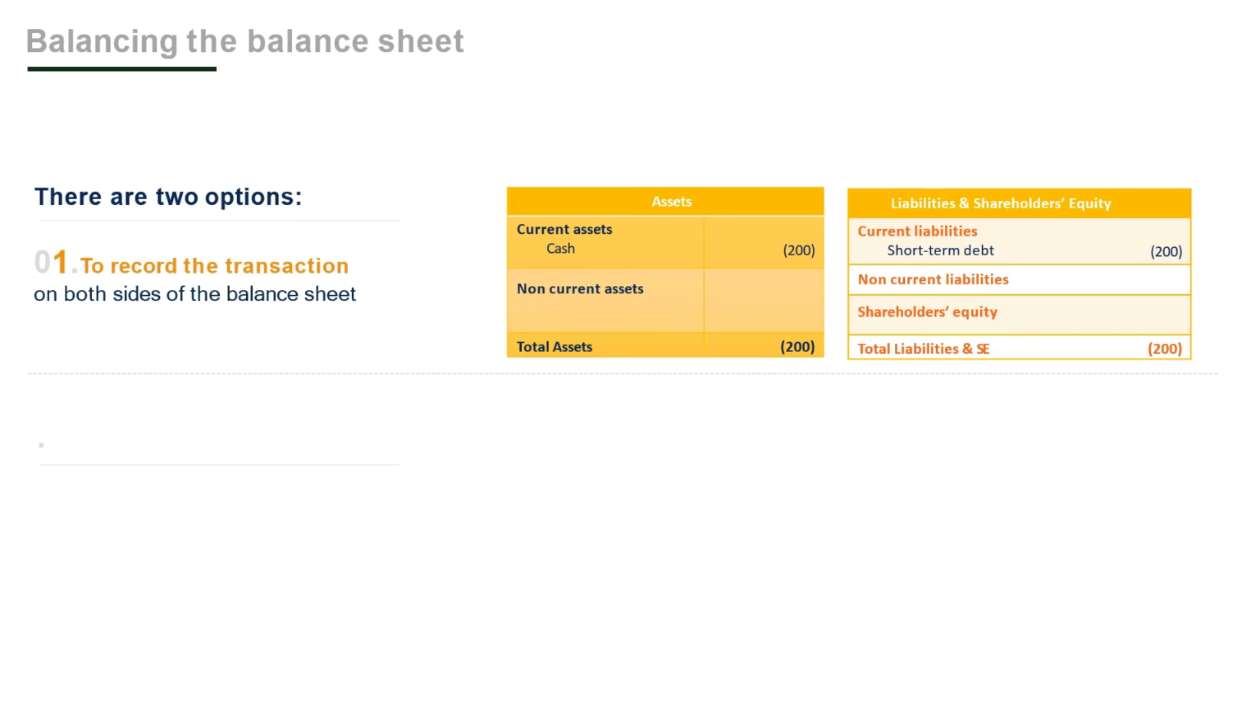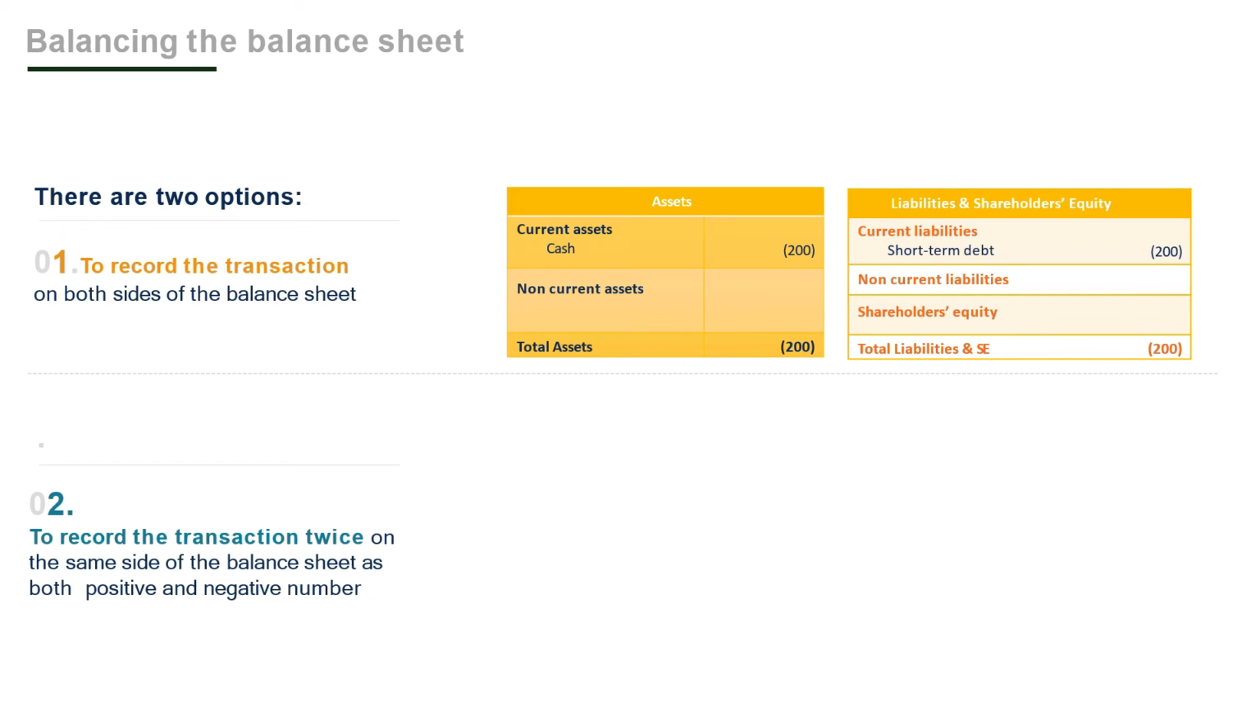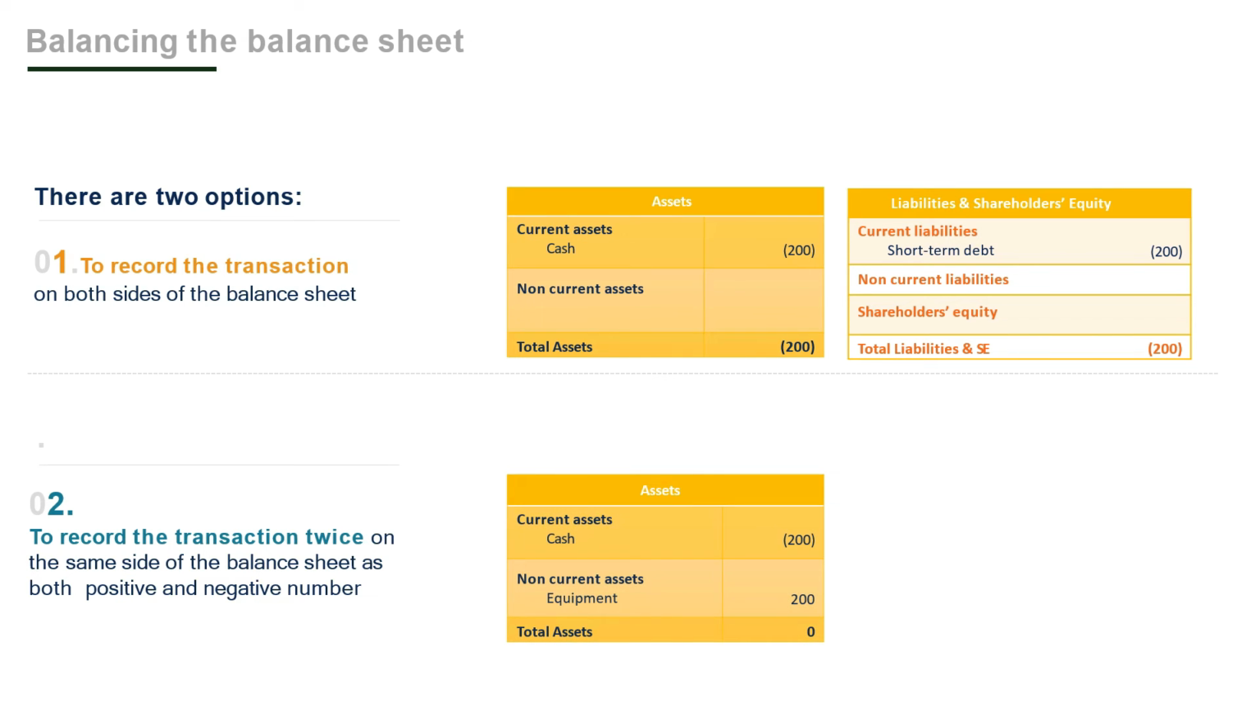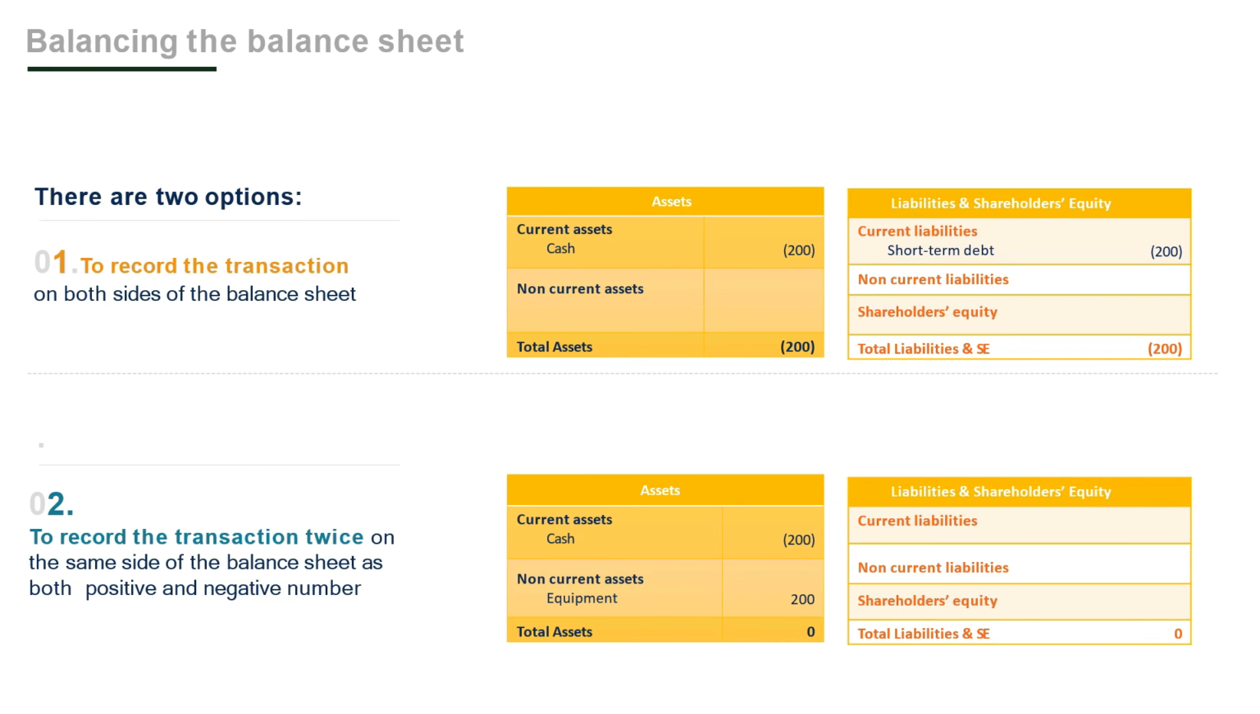And the other option is to record a transaction twice on the same side of the balance sheet. For example, if a company uses cash to buy an asset, you will record it twice on the asset side. Cash will go down as an asset, but the equipment that has been purchased makes the asset go up. So the balance sheet is still balanced. This was all you needed to know about the layout of the balance sheet and the double entry method of recording transactions.